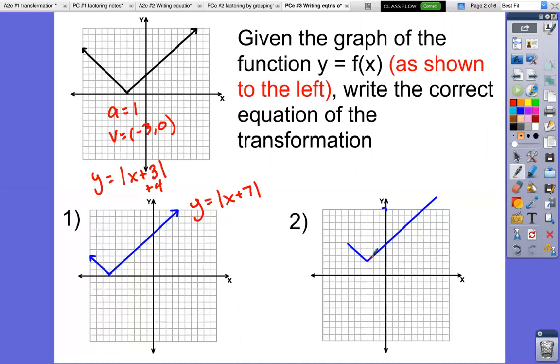So on number 2, real quick, we're going back to in general. So my equation is y equals f of x. So the only thing that's happened here is it moved what? Up. Up 2. So because it moved up 2, it's going to be the exact same function up 2.